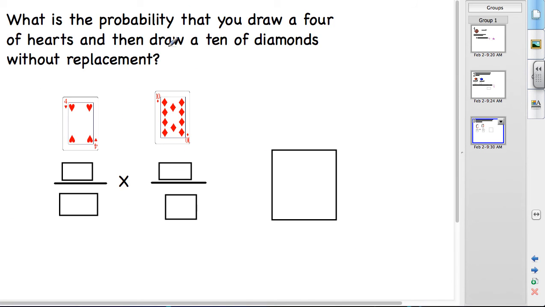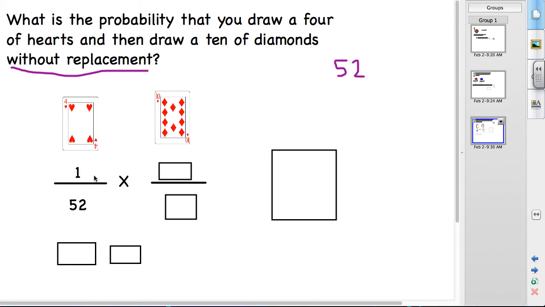And the last thing we talked about is probability of dependent events. So normally we have 52 cards in a standard deck. And the trick on this problem is that it says without replacement. In other words, you're going to pick this 4 of hearts, and there is only 1 4 of hearts in the entire 52 card deck. But once you don't replace it, there are no longer 52 cards in that deck. Now there are 51. And so now we have a 10. There's only 1 10 of diamonds.